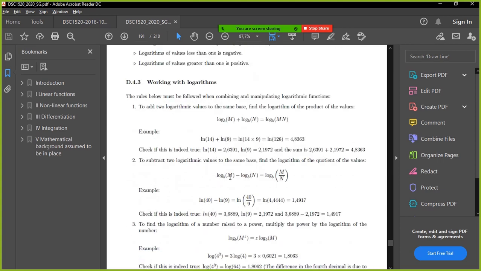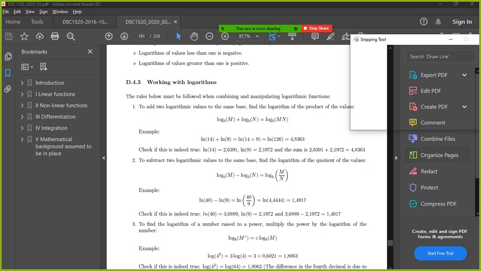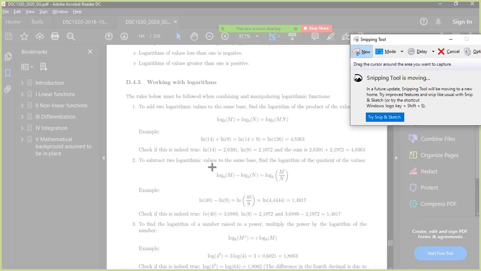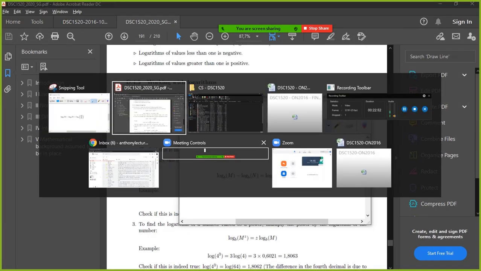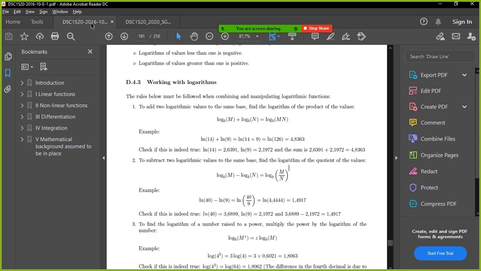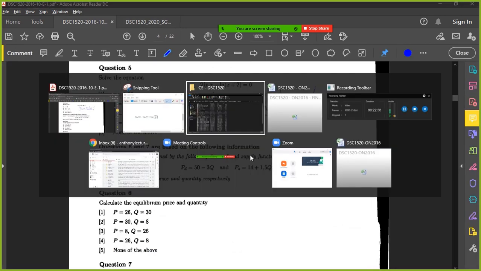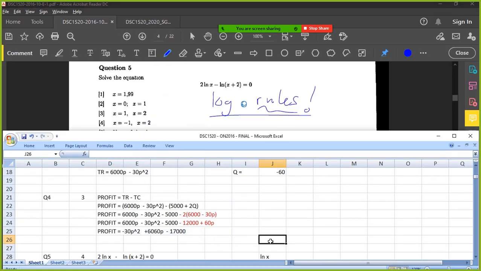The rules are given here. There we go. All right, so this is what you would be using. You'd be taking this, copying it, and applying it. Does it make sense? Okay, so how would you apply that here?